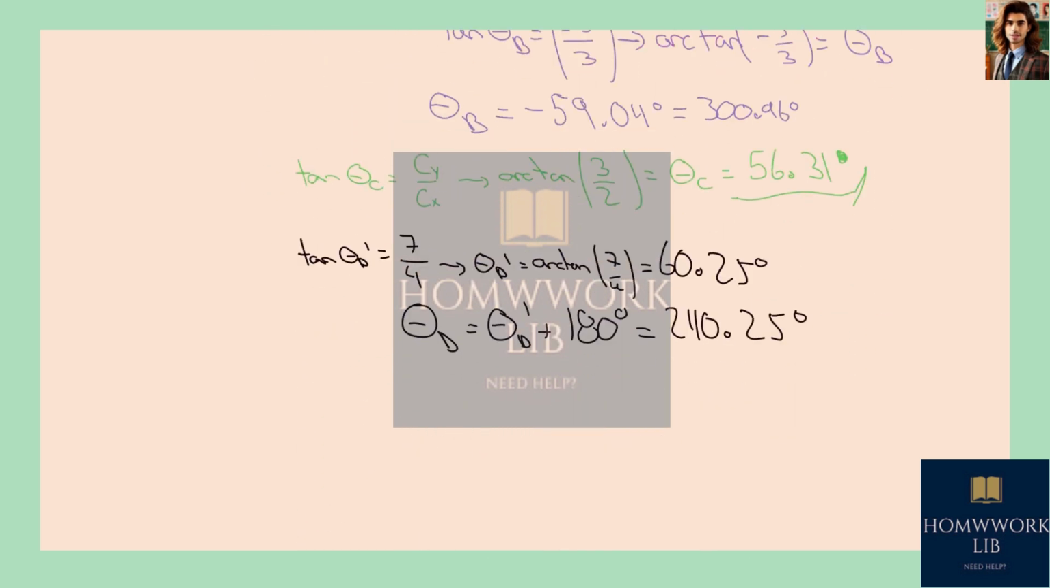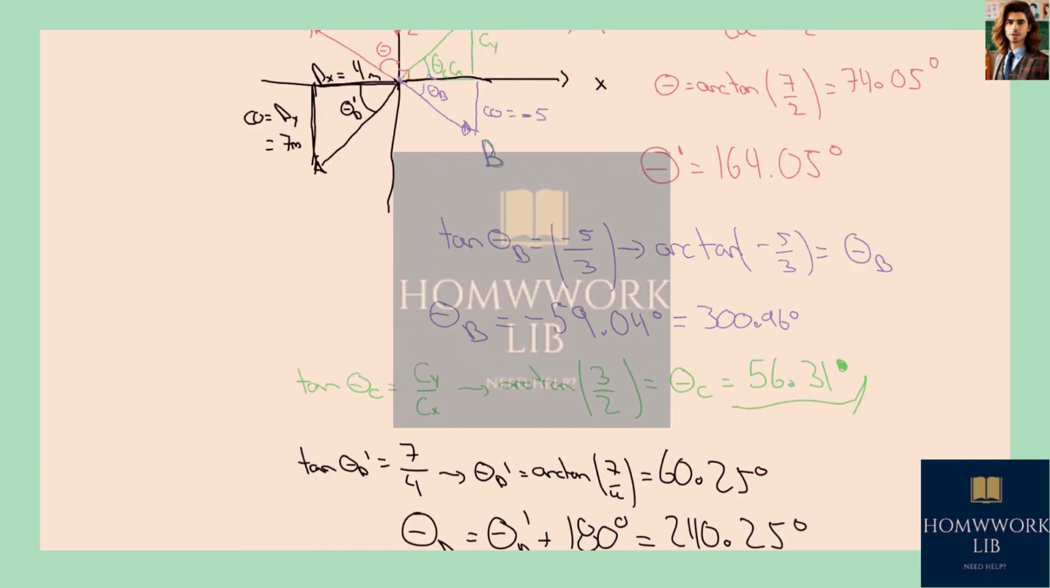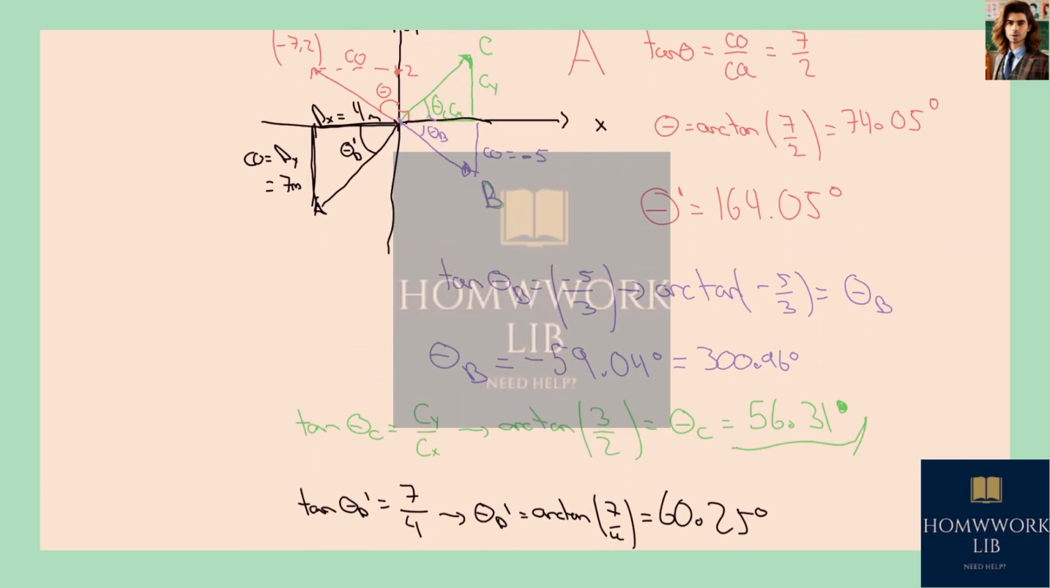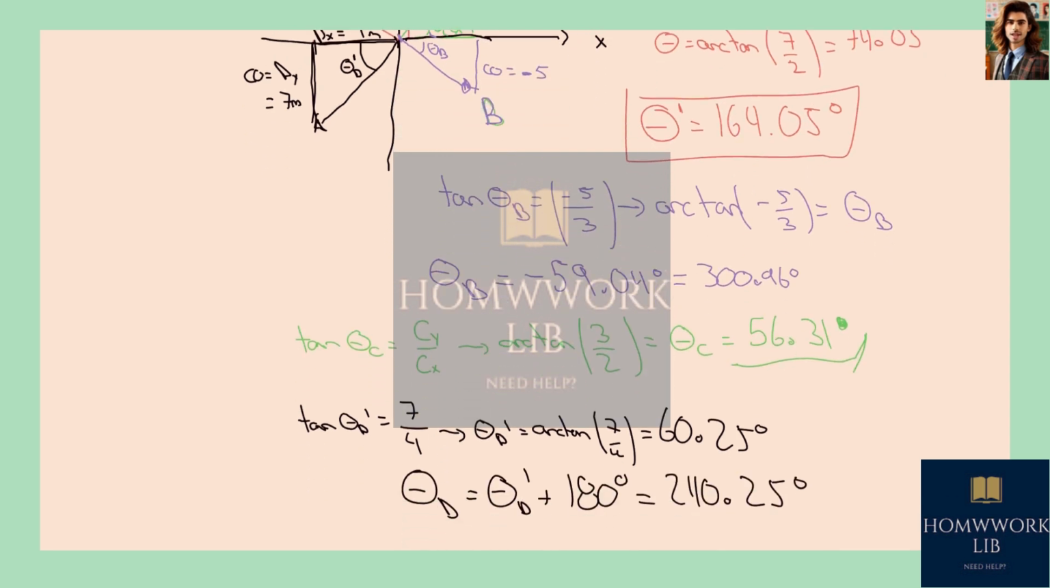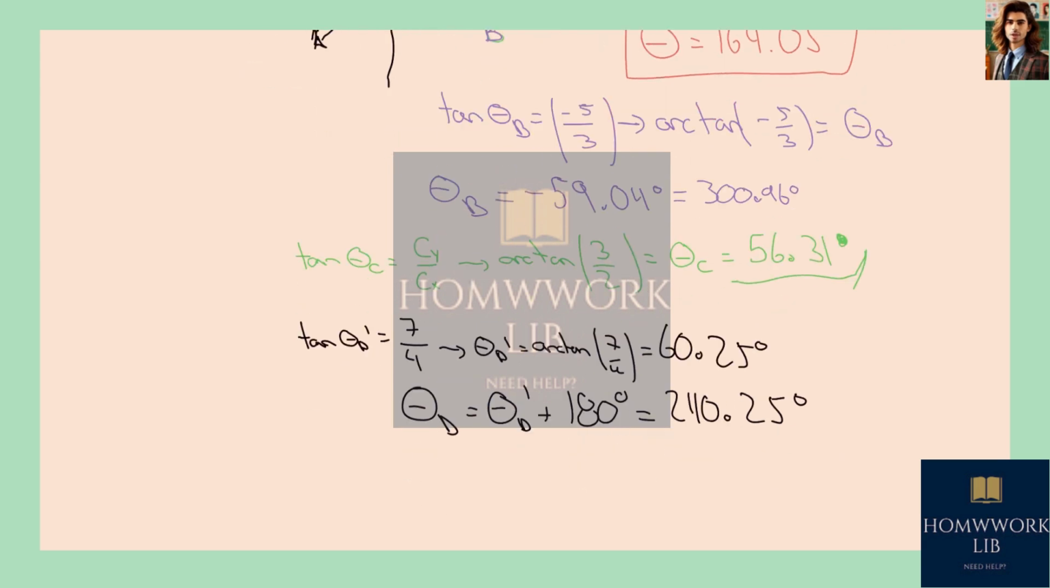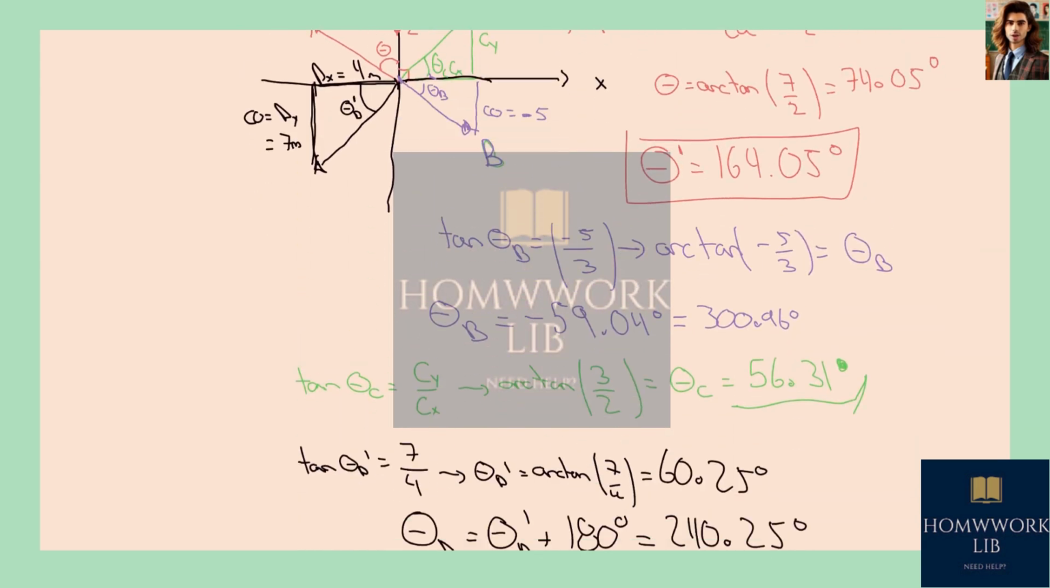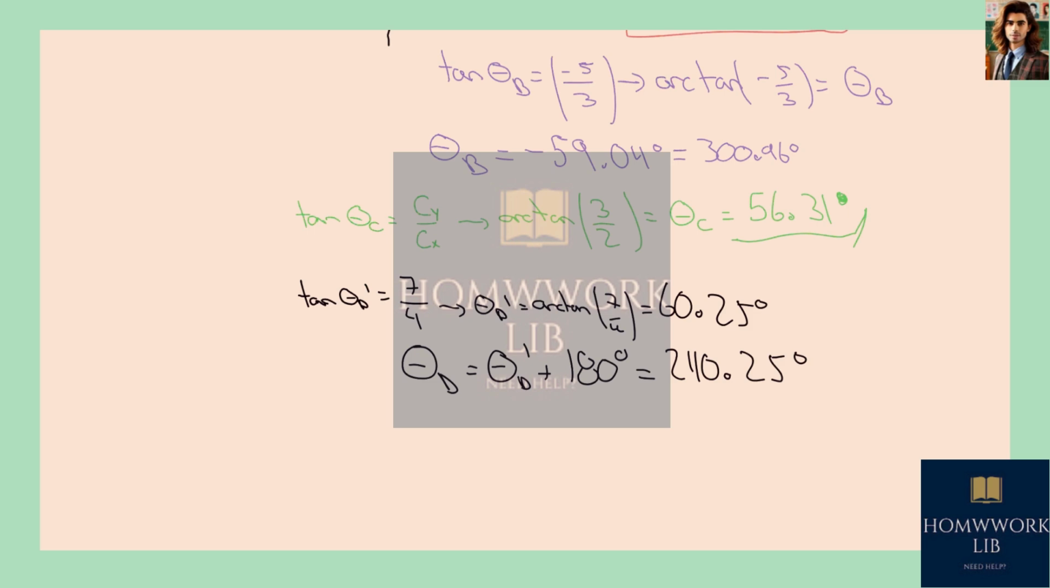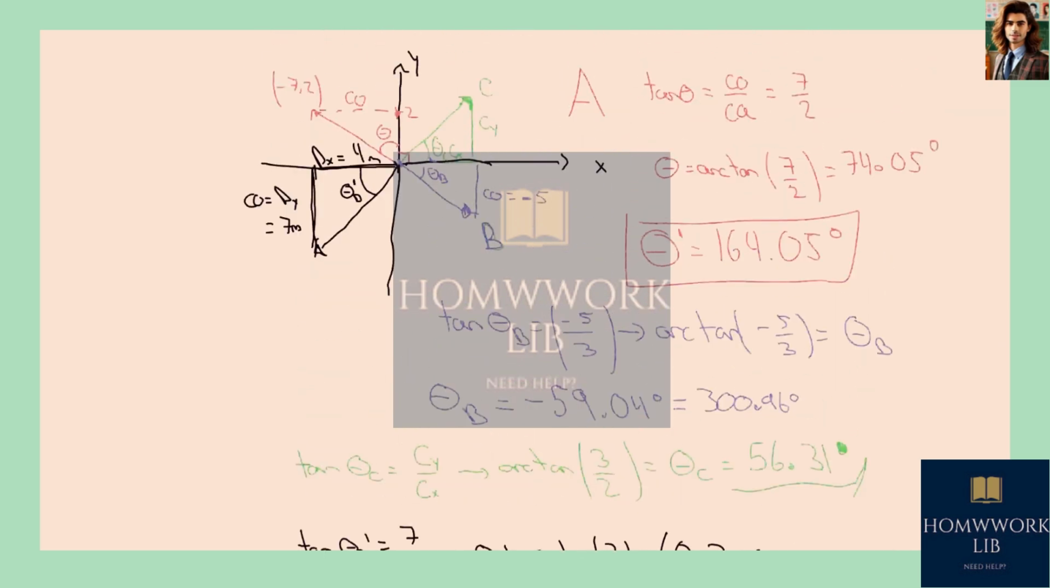So with that, it would be all. Remember, each of the angles is represented by the corresponding color. For A is 164.05, for B is minus 59.04 or 300.96 degrees, which are both equivalent. For C, it's going to be 56.31 degrees, and for D, it's going to be 240.25 degrees.